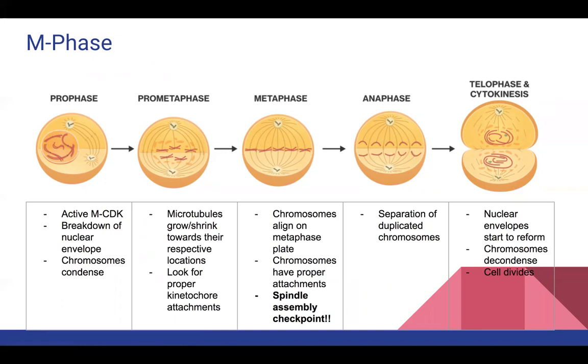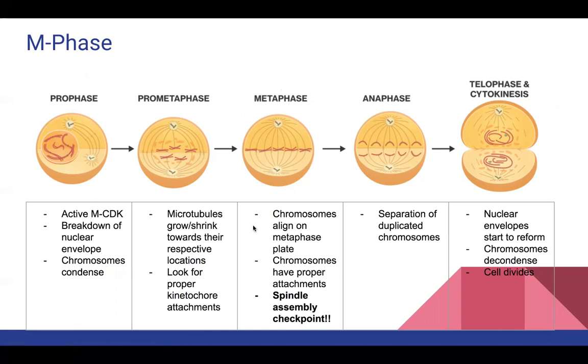So then prometaphase will happen after that. You've got the microtubules. They're going to grow and shrink towards the respective locations, and that's going to be going onto the kinetochores, either from like the spindle poles, or some of them are going to overlap. And so they're just doing that during this and making sure everything is properly attached. Then we'll have metaphase over here.